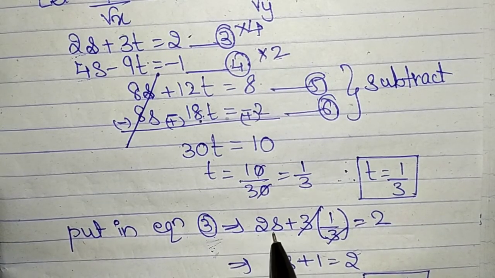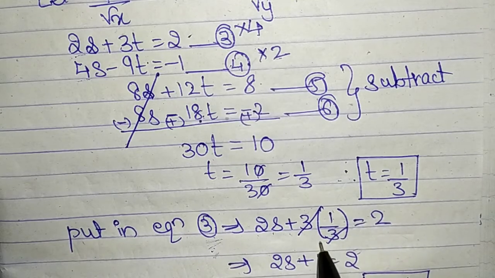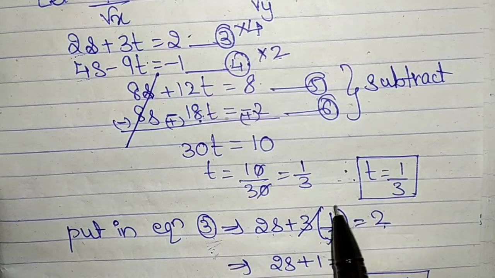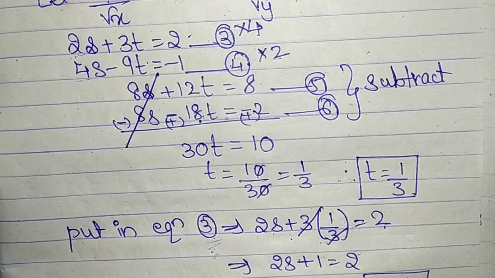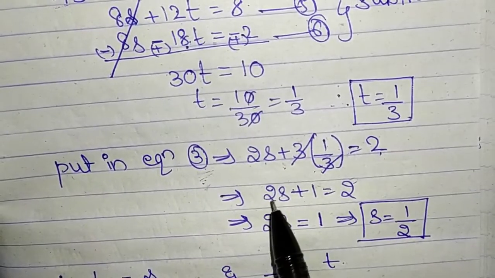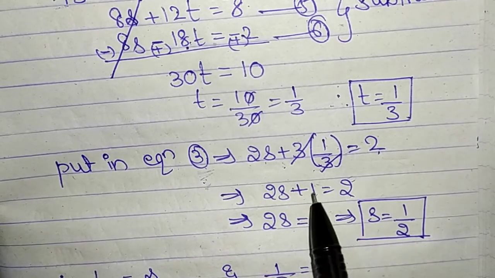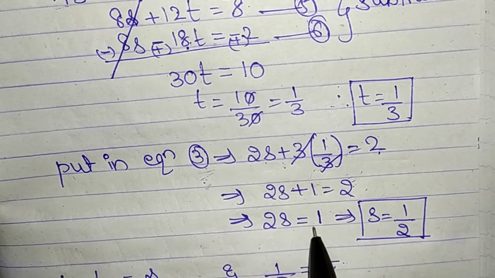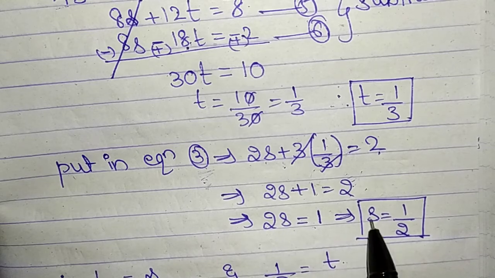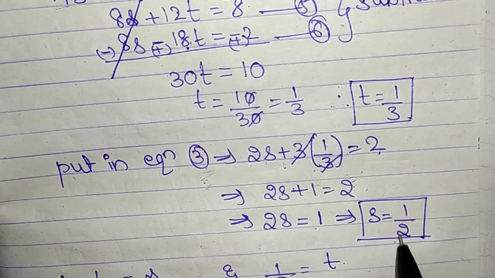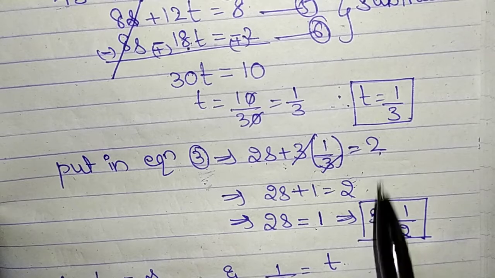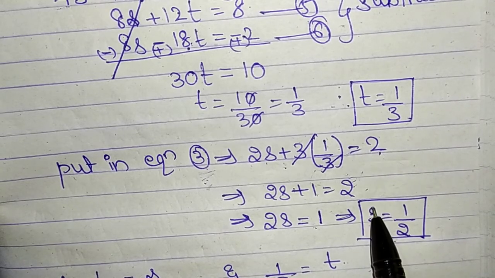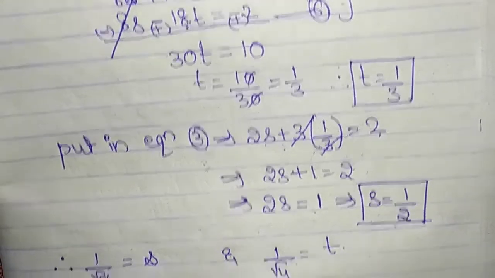So we get 2s plus 3 of 1 by 3 is equal to 2. 3 cancels each other. It will remain 2s plus 1 is equal to 2. So on transposing 1 to this side, 2 minus 1, 1. 2s is equal to 1. So s is equal to 1 by 2. This is the value of s. From s and t, we are supposed to find the value of x and y, which are under square root.